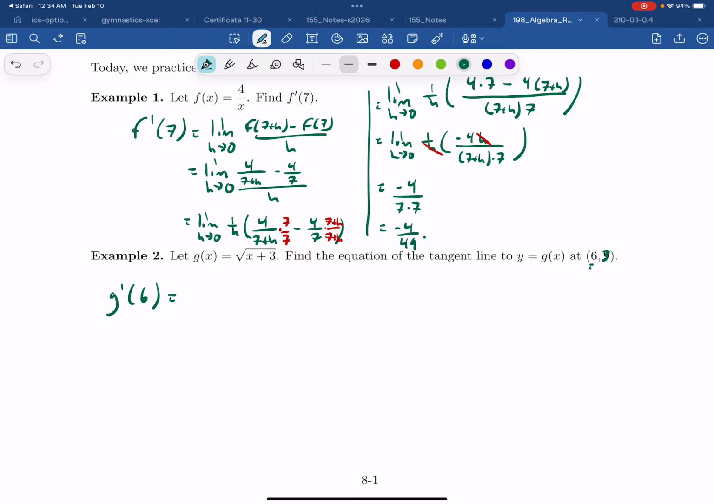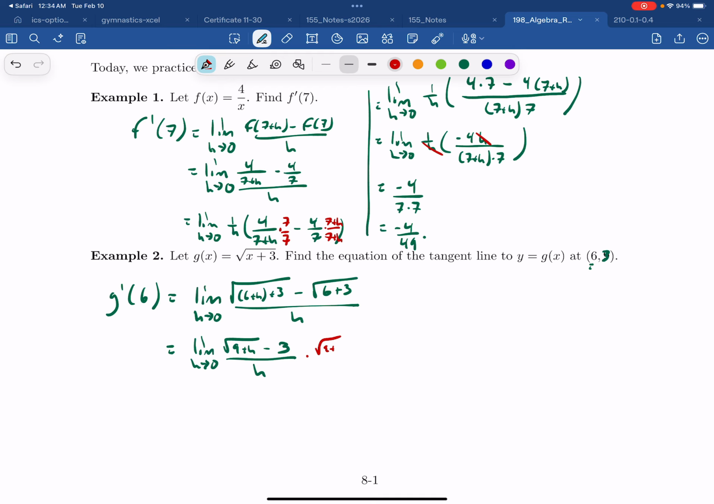And so we're going to get the limit as h approaches 0 of g of 6 plus h minus g of 6 all over h. Now, let's clean this up a little bit before we simplify. This is going to be root 9 plus h minus root 9, which is just 3. Right, just simplify it a little bit. Now, what do we do in this situation? We have a square root. We know it's 0 over 0. That's right. We multiply by the conjugate.